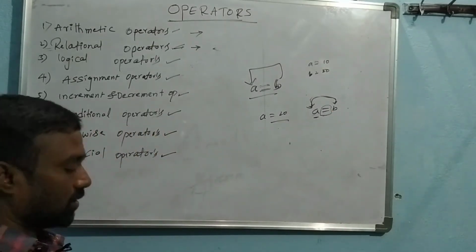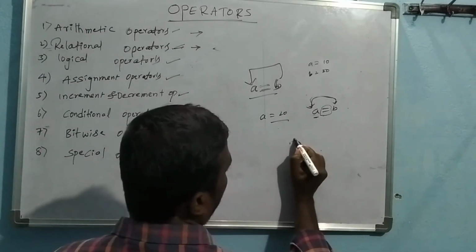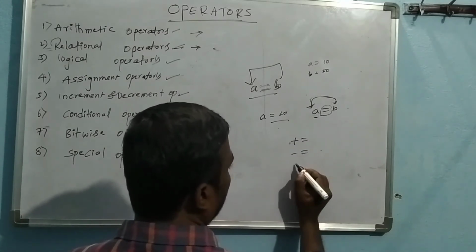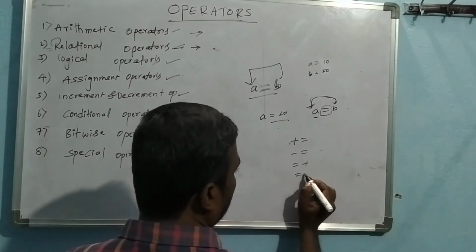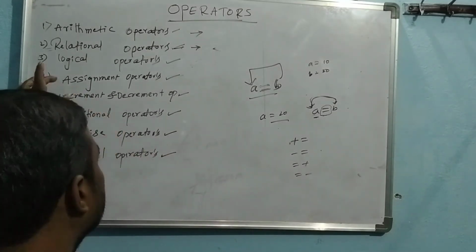Okay. So there are other types of operators. That means assignment can also be used like this: plus equal to, minus equal to. This type of operators we also use in the assignment operator.